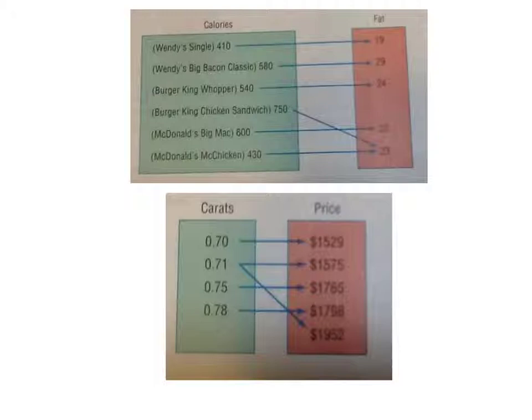Now let's look at the one below it. This one is not a function because 0.71 carats can be 1,575 or 1,952. Carats is the domain, and price is the range. One value in the domain goes to two different values in the range. That means that this is not a function.